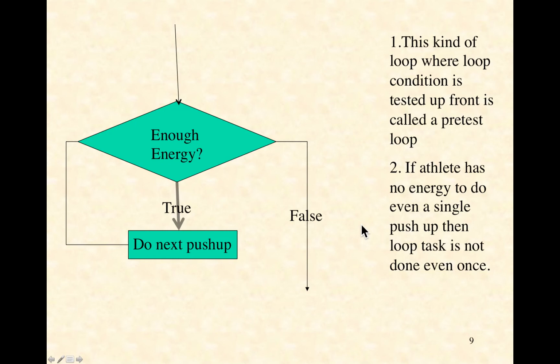But once again, if the answer is that, hey, I don't have enough energy to do even one push-up, then push-ups will not be done, so the loop is not even entered. So the loop task will not be done even once. And once again, that's the characteristic of a loop where we test an entry condition. The name for that is also pre-test loop. So a kind of loop where the loop condition is tested up front is called a pre-test loop. And a pre-test loop tests an entry condition.